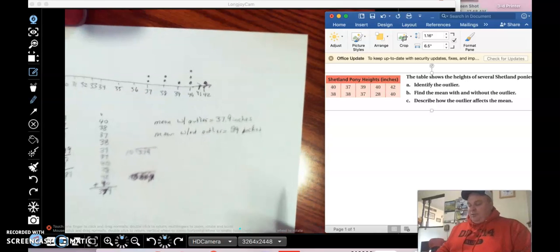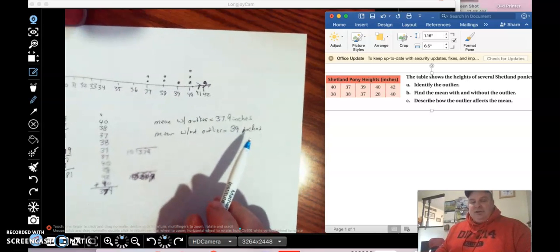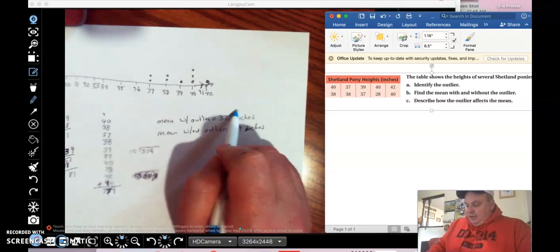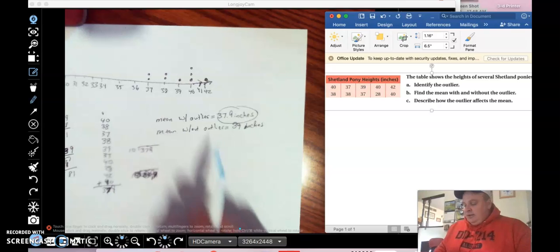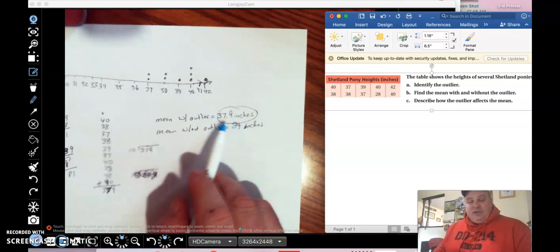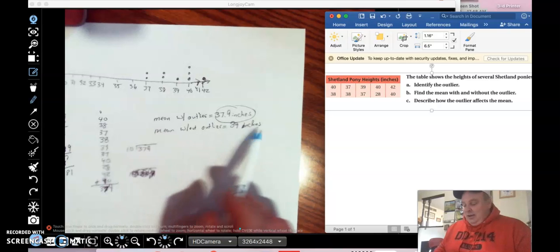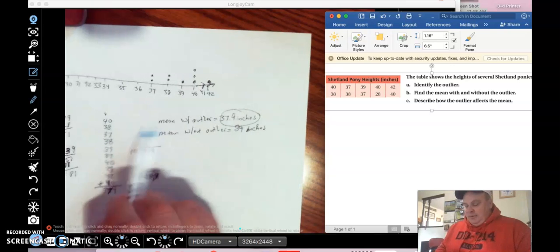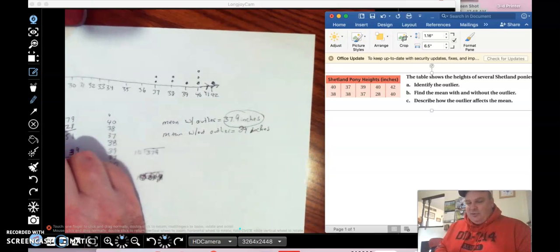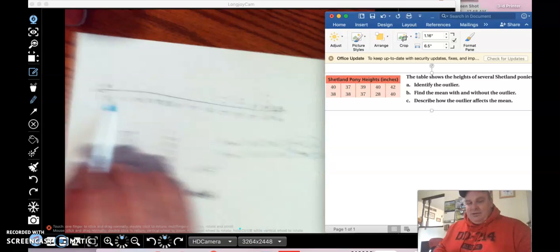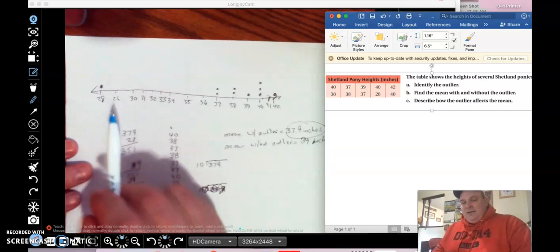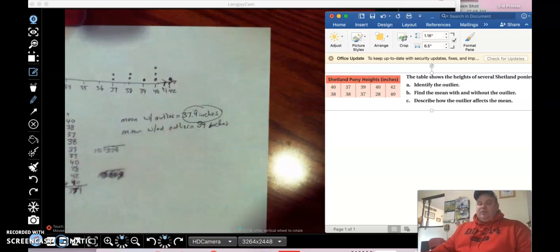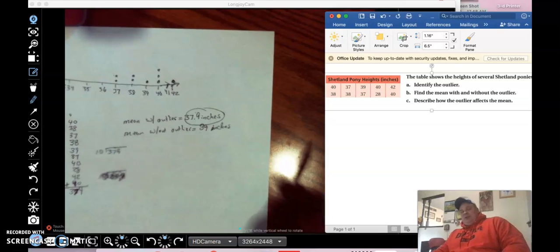So which data better represents the average height of a Shetland pony? Well, I would look at the ones without the outlier. Okay, 37.9 inches is the average height with the outlier. This 39 is the better number because the outlier, this little short guy, was throwing the average a little bit off. So we get rid of that and we get the real number, which would be a better representation.